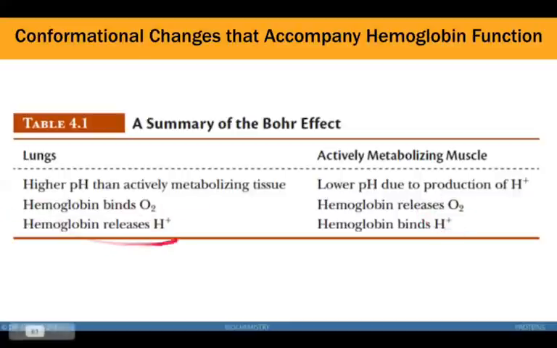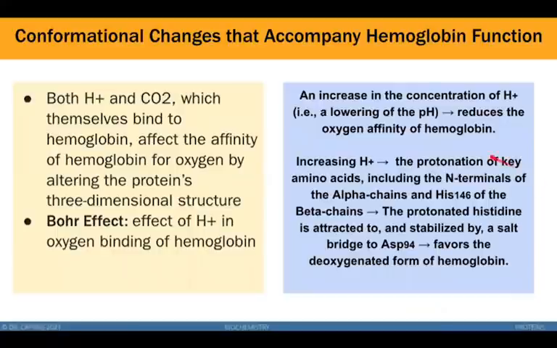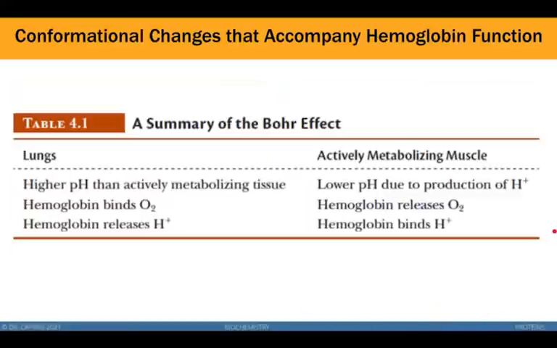But here in the lungs, hemoglobin binds easily to oxygen, okay, because you don't have this factor. You don't have that hydrogen, you don't have that low pH or that increase in hydrogen concentration causing this process to occur. So that is why in actively metabolizing muscle, hemoglobin easily releases its oxygen.